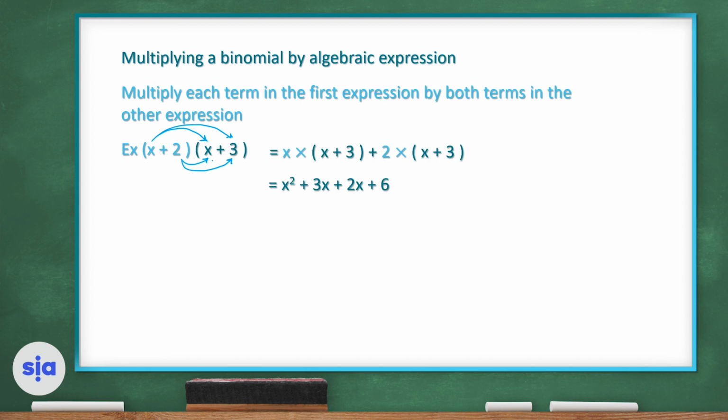So it's x squared that came from x times x. After that, 3x plus 2x plus 6. Final thing, we combine the like terms together: x squared plus 5x plus 6.